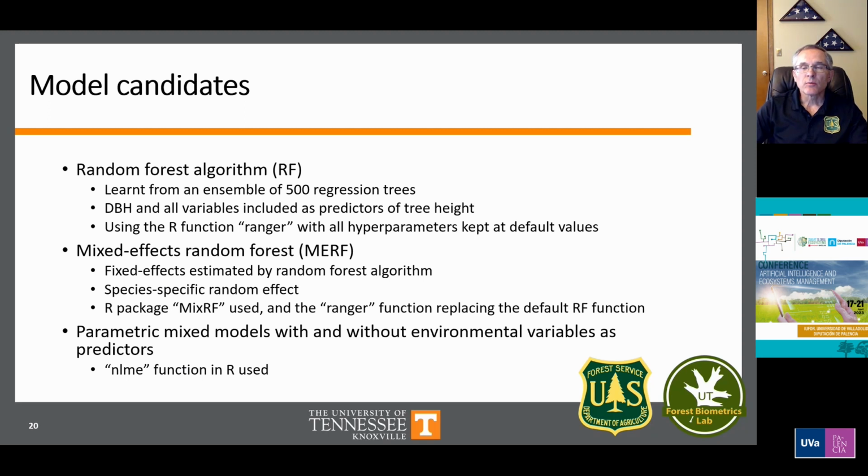In addition to the MRF approach just described, we also fit random forest models using parametric mixed model methods without including species that could serve as a baseline comparison. So for the sake of time, I won't go into these details, but this explains the packages and some of the details used behind all of the modeling effects.